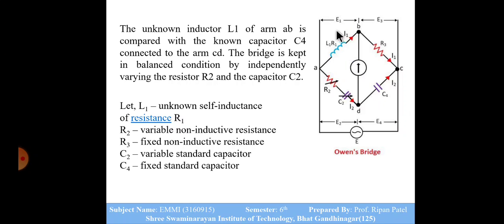So here one arm is an inductor and another is a capacitor. The unknown inductor L1 in arm AB is compared with the known capacitance C4. The bridge is kept in balanced condition by independently varying the resistor R2 and capacitor C2. L1 is the unknown self inductance, so the Owen bridge is used to find the value of the inductor. R2 is a variable non-inductive resistance, R3 is a fixed non-inductive resistance, C2 is a variable standard capacitor, C4 is a fixed standard capacitor.